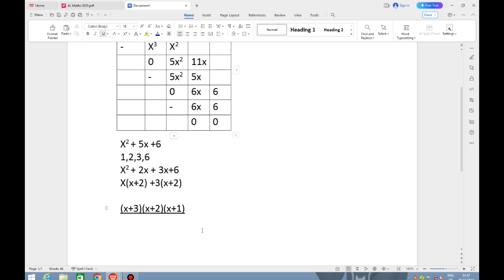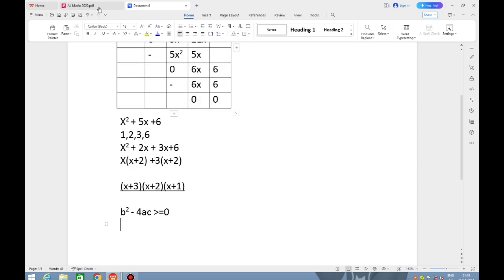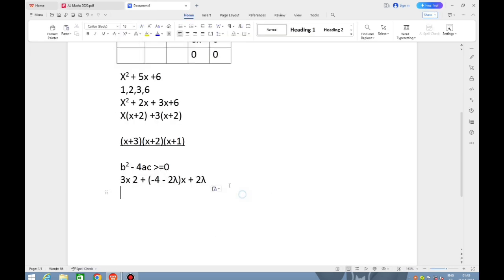The main thing in this question is that we have to prove that the roots of that quadratic equation are always real. And for the roots of a quadratic equation to always be real, the discriminant of that quadratic equation, which is b squared minus 4ac, should always be greater than or equal to 0. We have our quadratic equation, which is 3x squared, and this is always greater than or equal to 0.